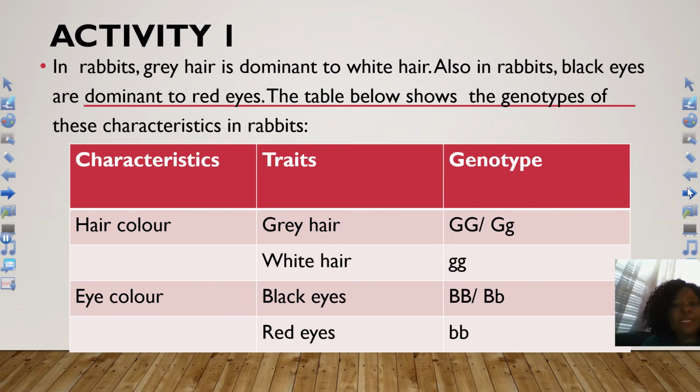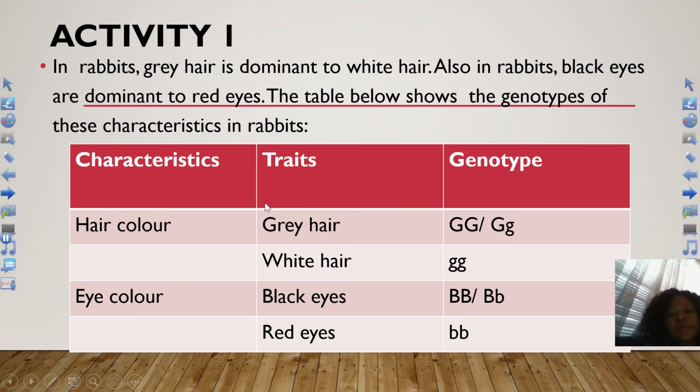Now let us do an activity. It's got 3 questions. Now in this activity, it says in rabbits, gray hair is dominant to white hair. So we're looking at one characteristic first. Here is the color of the hair. And then it says in rabbits, the black eyes are dominant to red eyes. So the second characteristic we are investigating here is the eye color. So again, putting all this information in the table, the 2 characteristics are hair color and eye color.